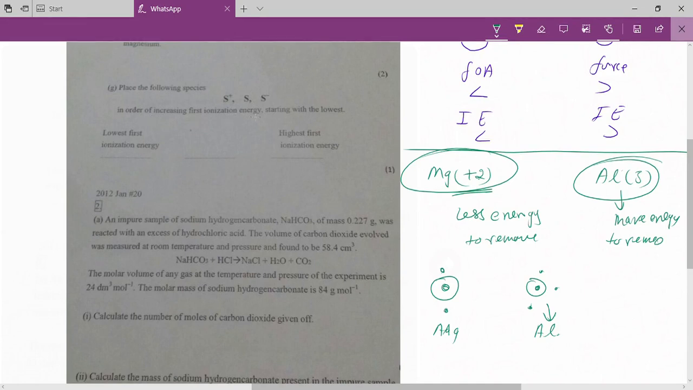Outermost electron in the 3p subshell. Oh yes, that's right, because in aluminium the 3p subshell orbital is of higher energy level. They are giving the same thing here. That is an acceptable answer, but they are writing in a very straight way; you have to explain it, not write it in a straight way.